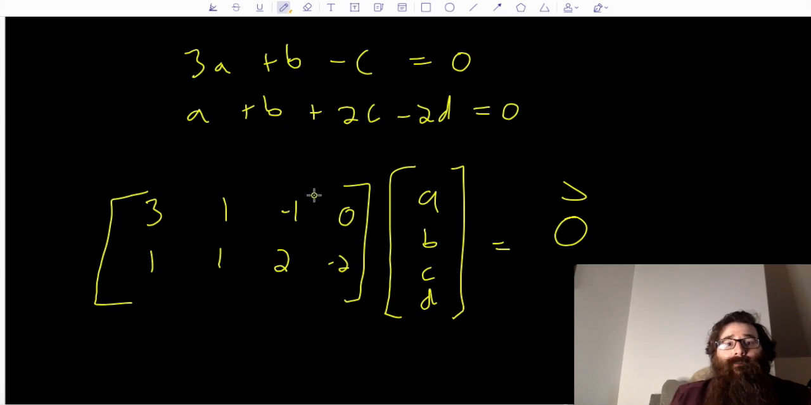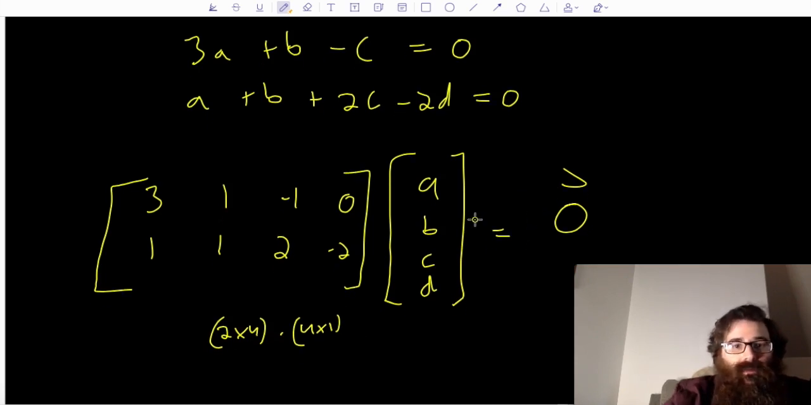And if I go ahead and multiply this back together, we're just going to get these equations, right? 3A plus B minus C plus 0D equals 0, there'd be a 0 entry there for that. Second equation, we get 1A plus 1B plus 2C minus 2D. We can sort of think about sizes here as well. So what about this matrix? We have a 2 by 4 times, here we have a 4 by 1. So the product is defined and the result is a 2 by 1. So this vector that I get out is really going to be the 0 vector in R2.